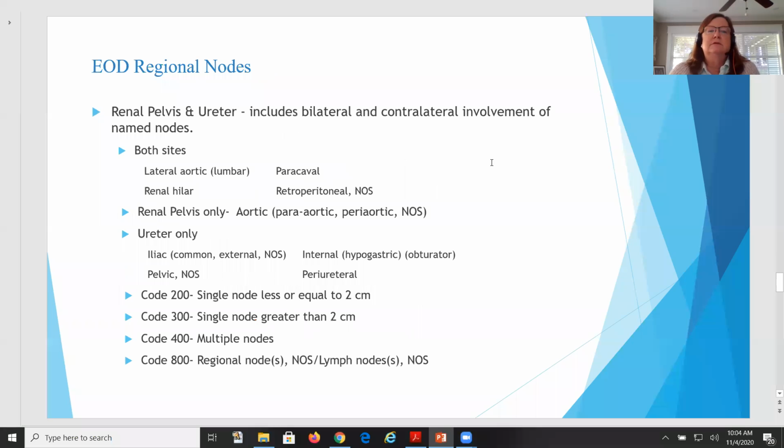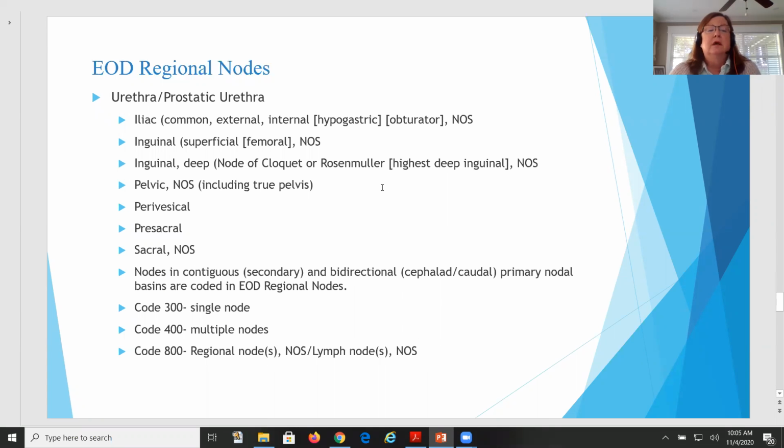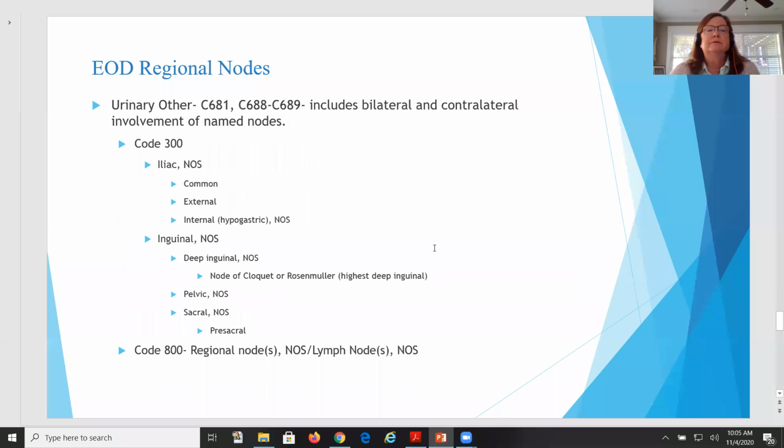Our regional nodes for pelvis and ureter are again listed here. We have a size criteria for our codes 200, 300, and 400. 200 is a single node less than or equal to 2 centimeters, 300 is a single node greater than 2 centimeters, and 400 is multiple nodes. Here are our codes for the regional nodes for urethra and prostatic urethra. Our 300 is single node, 400 is multiple nodes.